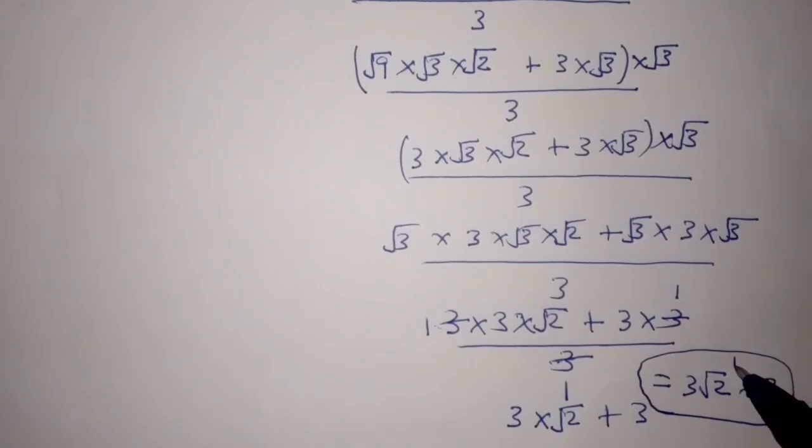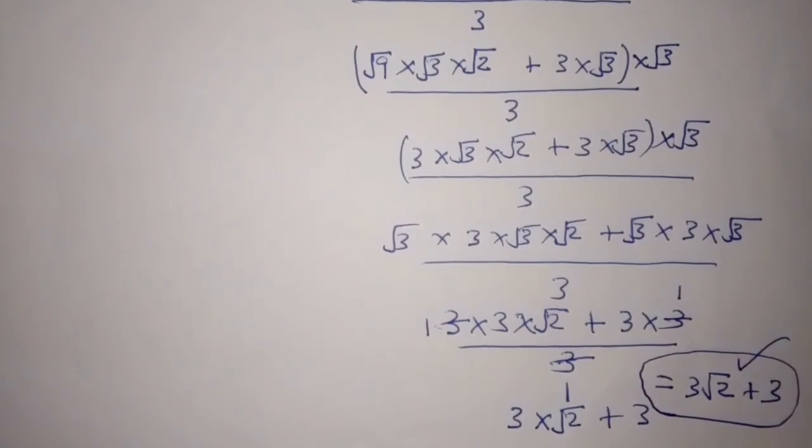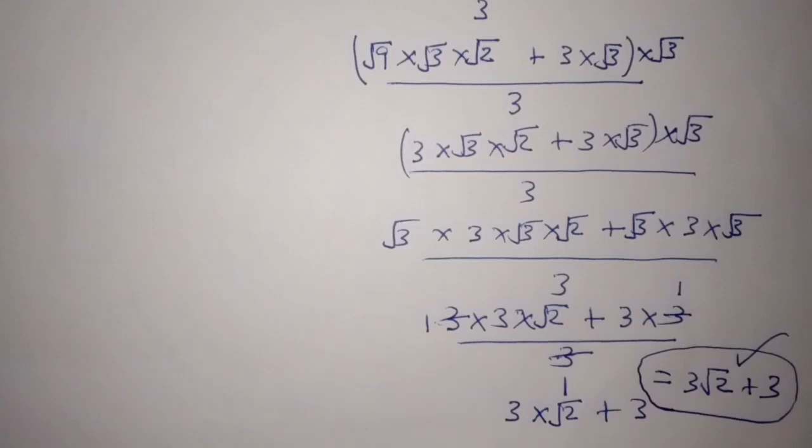So this is our final solution: 3 times square root of 2 plus 3.